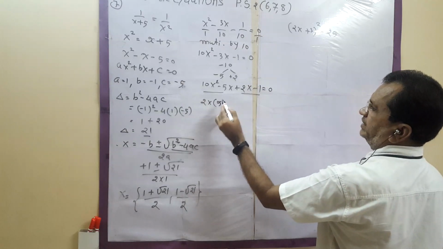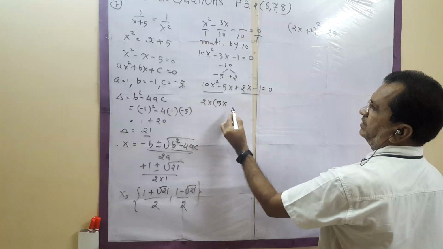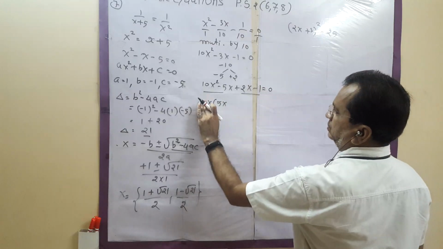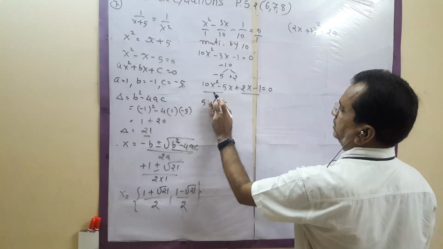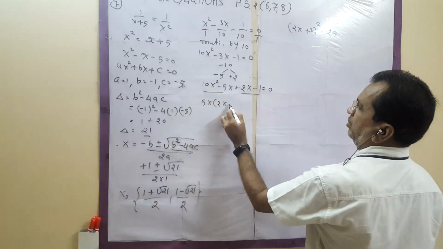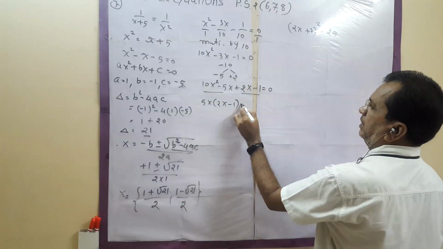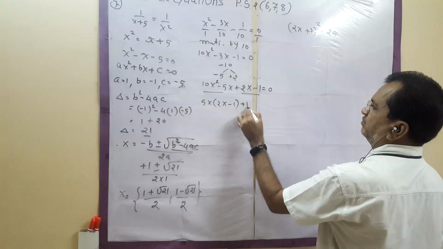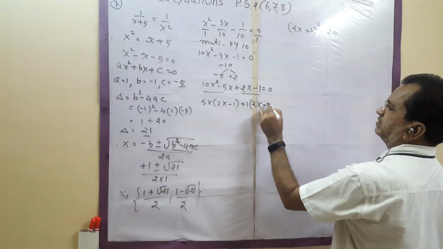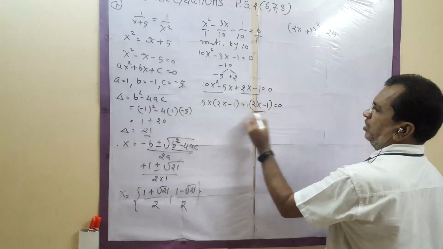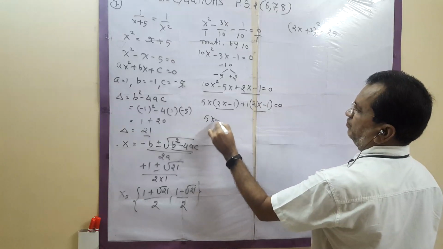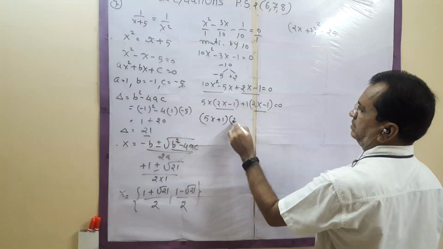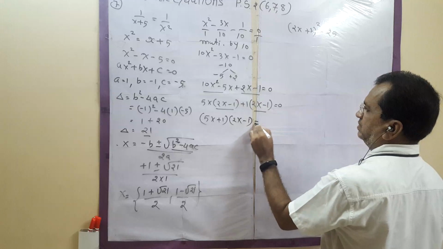2 5s are 10. 5 common, so 5 2s are 10. 5 common, so 1 plus 1 only common. 2x minus 1 is 0. Common of common, 5x plus 1, 2x minus 1.